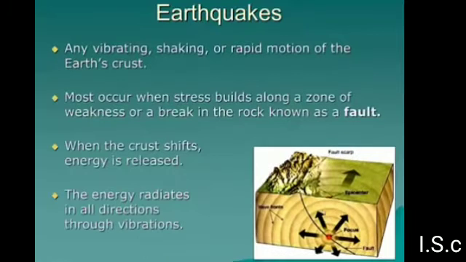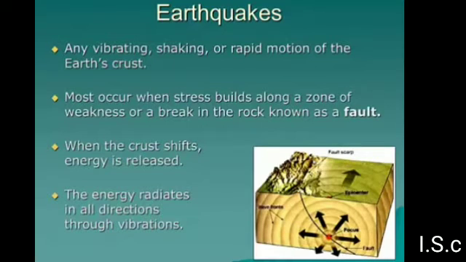So, starting off, earthquakes. What is an earthquake? It's any vibrating, shaking, or rapid motion of the Earth's crust. Most occur when stress builds up along a zone of weakness or a break in a rock known as a fault. So if you see this diagram right here, this break in the rock right here, this is called a fault. A fault is simply a fracture or break in the rock where movement can occur.